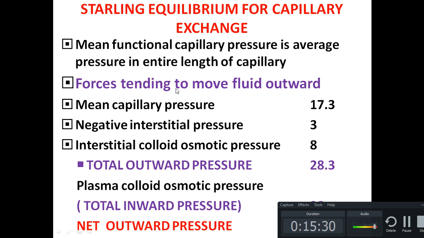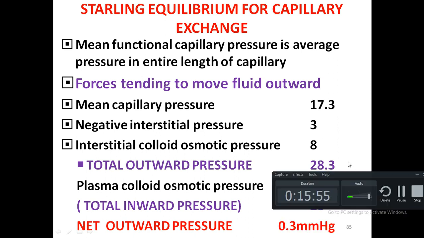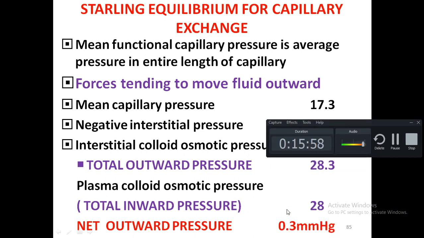So here the forces tending to move fluid outward are the mean capillary pressure, which on average is about 17.3 millimeter, whereas the negative interstitial pressure is again 3, and then the interstitial colloid osmotic pressure is 8. So the total outward forces acting over here are 28.3 millimeter of mercury, whereas the plasma colloid osmotic pressure is 28. So the net outward pressure, if we take the whole capillary, will be 0.3 millimeter of mercury.